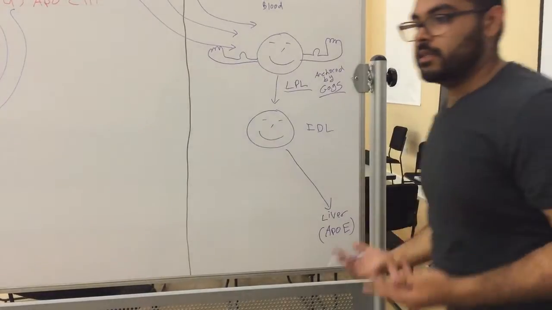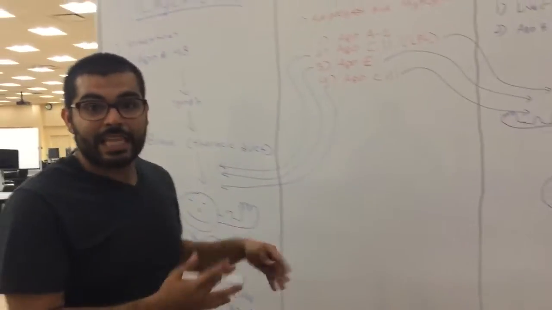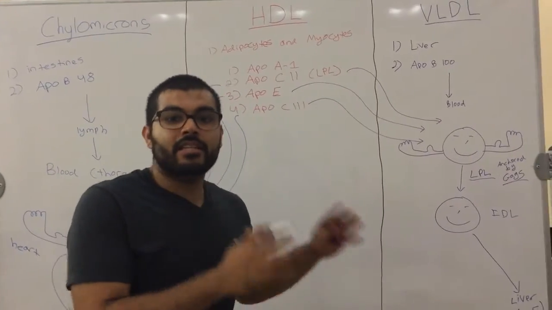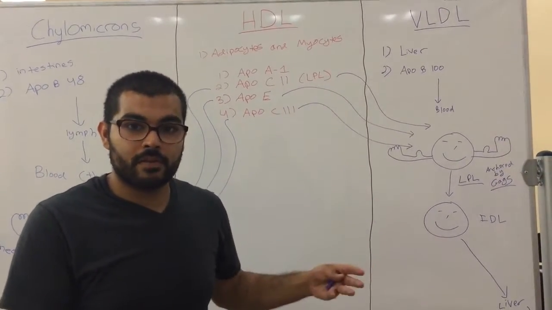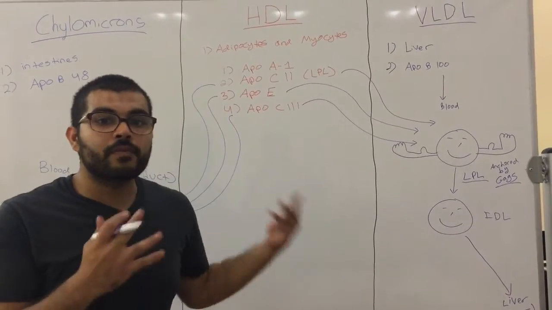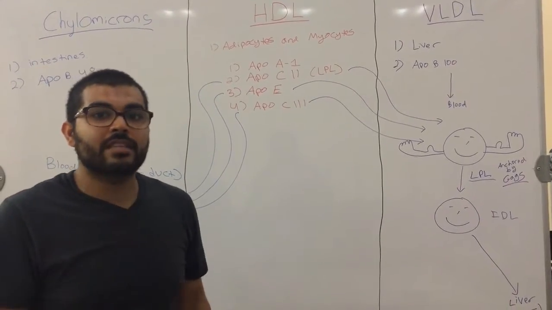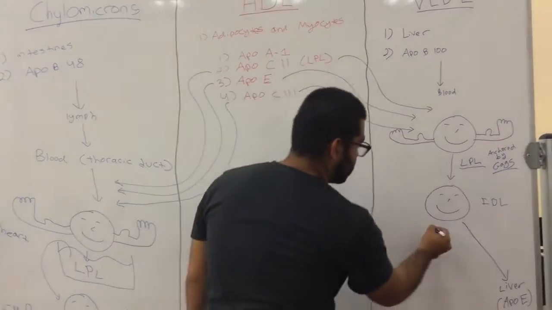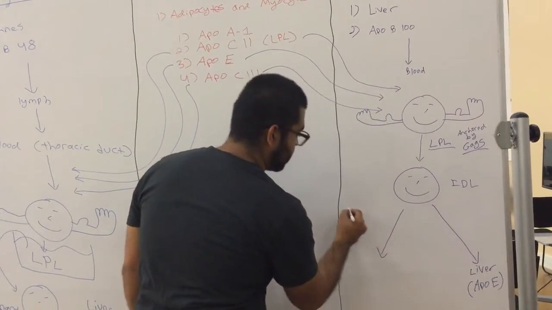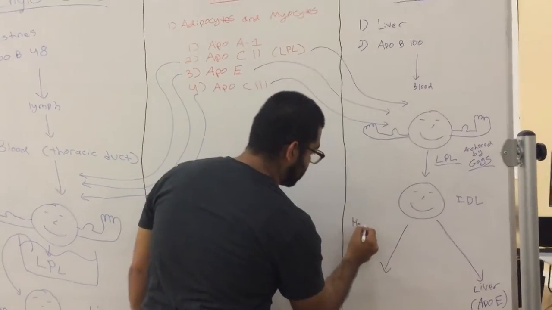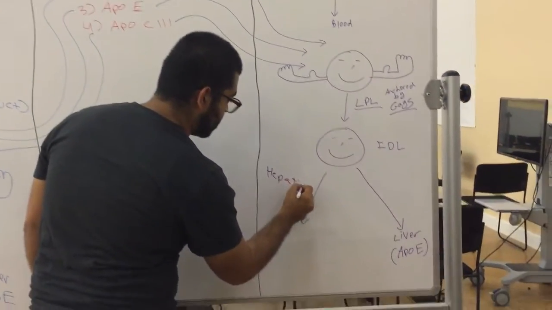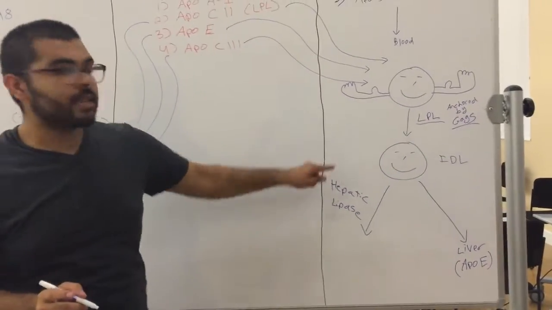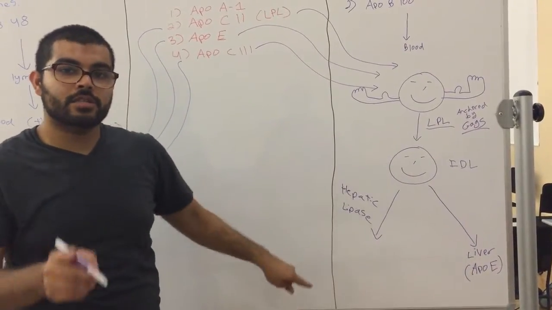Perfect, right? Now, let's look at the second thing that can happen. As it goes near the liver, half of IDL is taken up by the liver, and half of the IDL will be converted to LDL. And which enzyme does that? That will be your hepatic lipase. So, your hepatic lipase converts IDL into LDL.